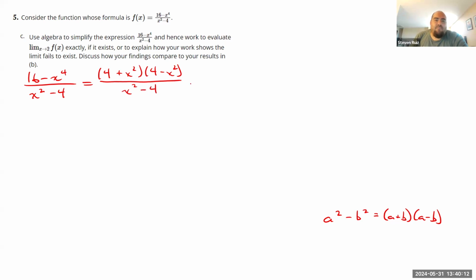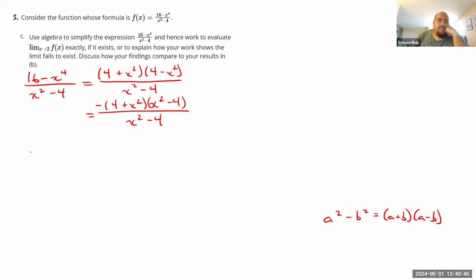One thing we can notice is that the factor on the right in the numerator is basically the exact opposite. So one more thing I'm going to do is factor out a negative sign from that second factor, and I get x squared minus 4. Now, what this looks like is this: I can cancel out the x squared minus 4 in the numerator and denominator.